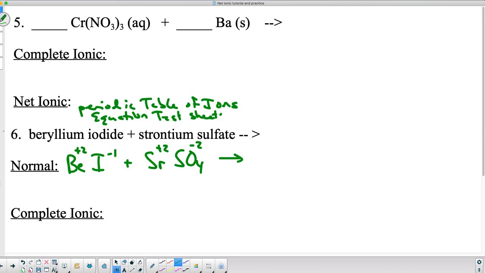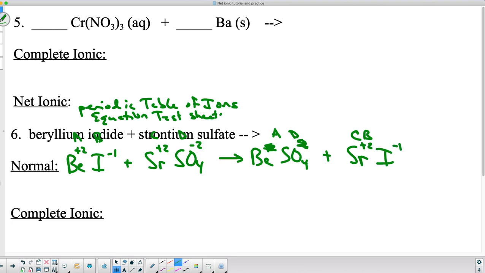On the other side here, if you guys remember, this is a double displacement reaction because I have a compound plus a compound, which means on my other side I'm going to get A going with D and C going with B. So it's going to look like this. My A is Be with a +2. My D is SO4 with a -2. That makes it nice and easy for crisscrossing. My C is Sr with a +2, and my B is I with a -1.